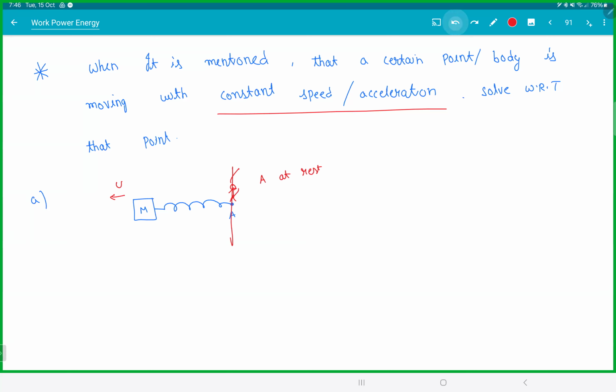Making sense? And one more thing, A is going with constant speed, so there is no pseudo force. Since acceleration of A is zero, there is no pseudo force. It is an inertial frame. The first case I'm doing. In the second case, pseudo force will come.